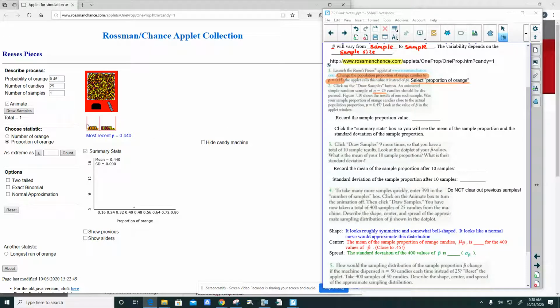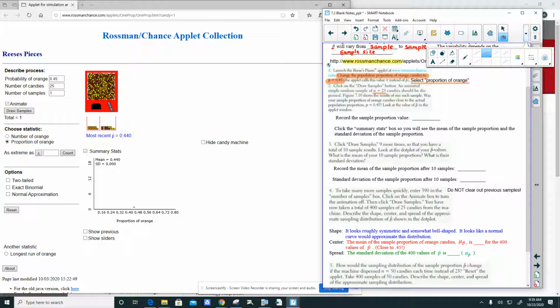So it looks like the proportion of orange candies, they're telling us, was roughly about 44% of just that one sample. And then they went down here and put this little tiny dot on the dot plot. That sample proportion was 44%. Okay. Now, according to our instructions here, I'll go ahead and fill that in on this blank.